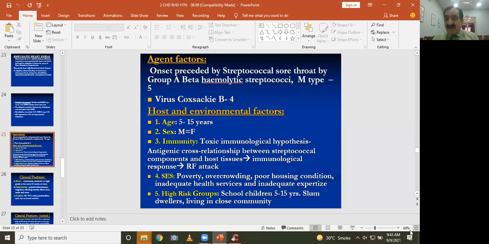A theory has been presented that is called the toxic immunological hypothesis. What is the toxic immunological hypothesis regarding the occurrence of this disease? When the beta hemolytic streptococci infection is there in the throat, this is an antigen. When there is an infection, antibodies are produced against the antigen, or you can say the streptococcal components, in the body of the host, in the body of the human.